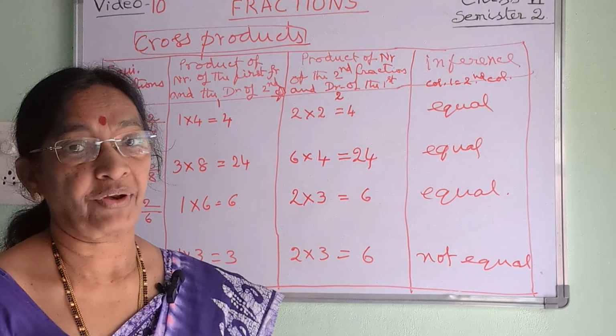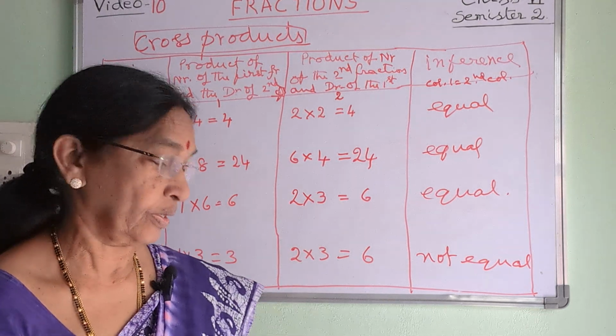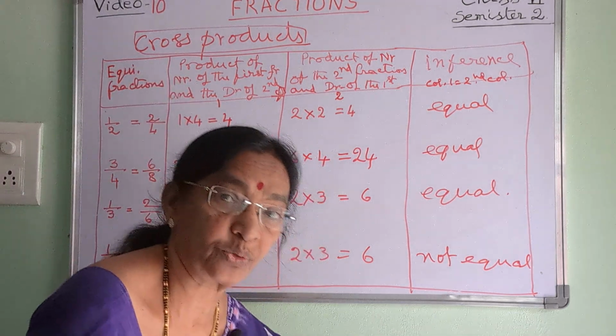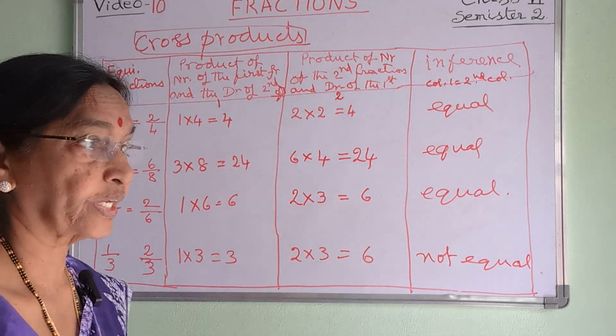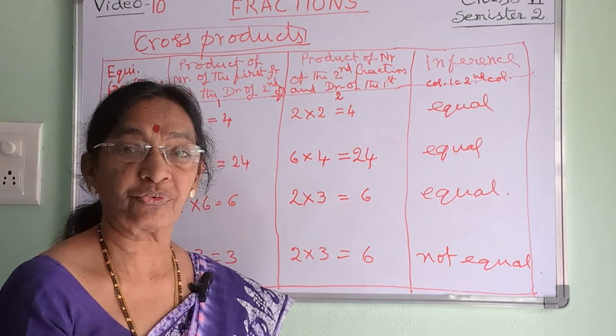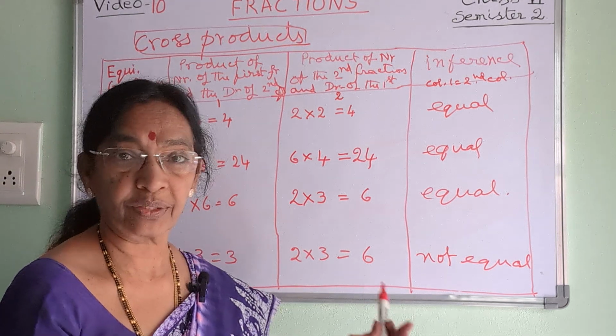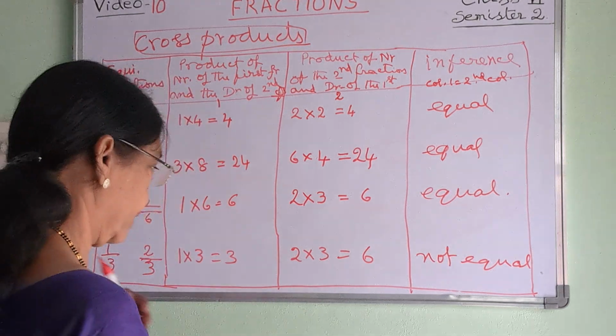For non-equivalent fractions, these products are not equal. So this is a rule. We can check whether two fractions are equal or not. We can use this rule. Good.